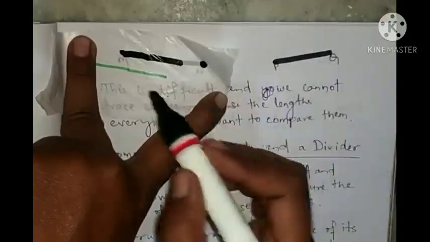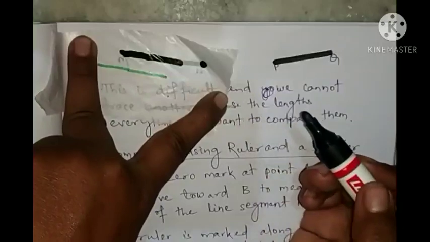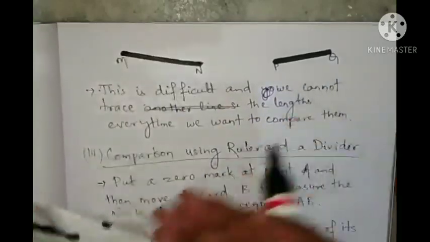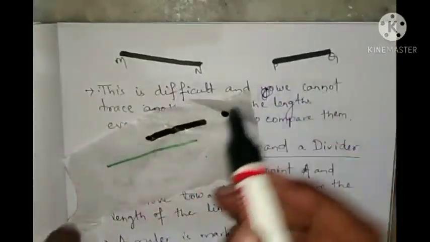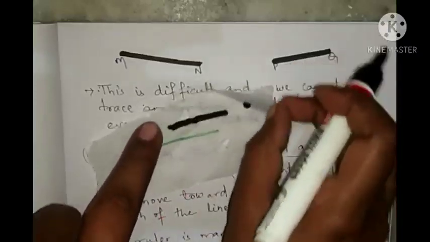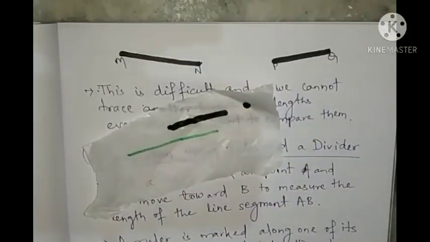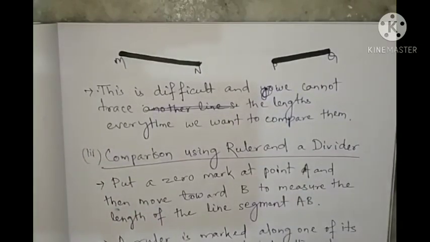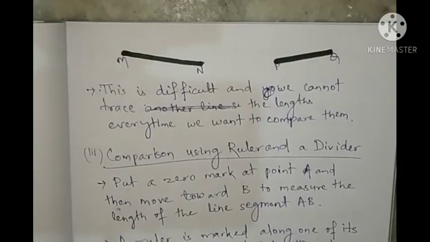So like this you can compare, but for comparing with tracing paper, every time you have to put a line, meaning you need lots of paper to compare everything. So this is difficult, and we cannot trace the lengths every time we want to compare them. So this is about comparison by tracing.